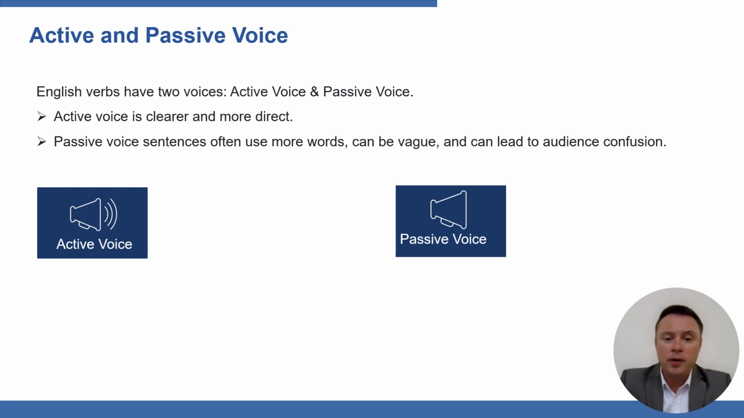So English verbs have two voices, active and passive. Active voice is clearer and more direct. If you write in the active voice, most of the time your sentences will be shorter. It's clearer as well. Passive voice sentences use more words, they can be vague and lead to audience confusion.